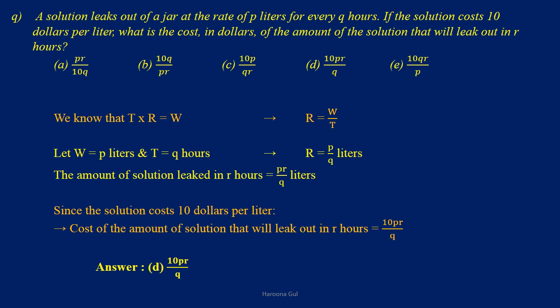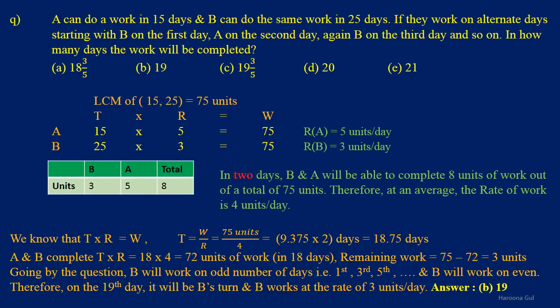Easy question, right? The last question of this lesson says that A can do a work in 15 days and B can do the same work in 25 days. If they work on alternate days, starting with B on the first day, A on the second day, again B on the third day, and so on, in how many days the work will be completed?